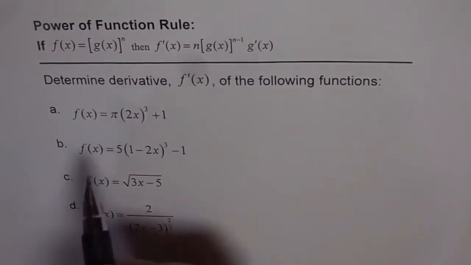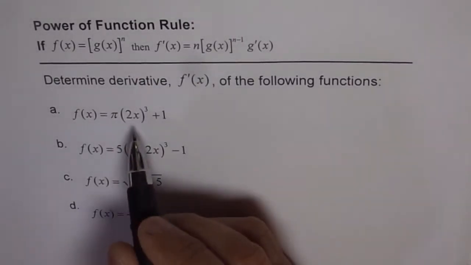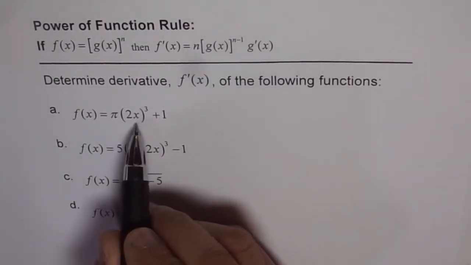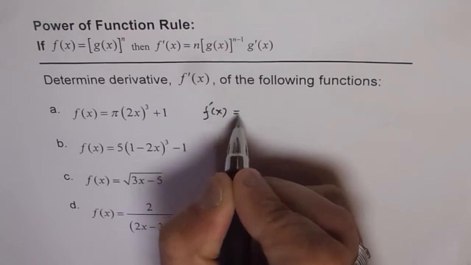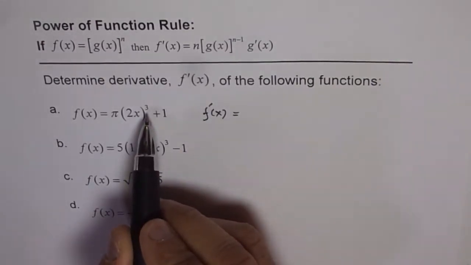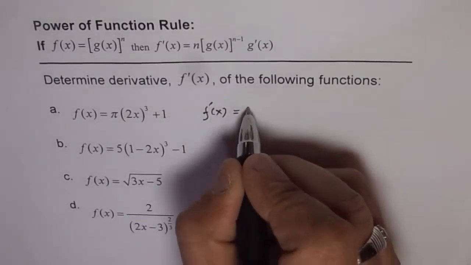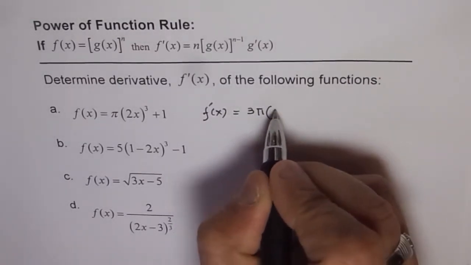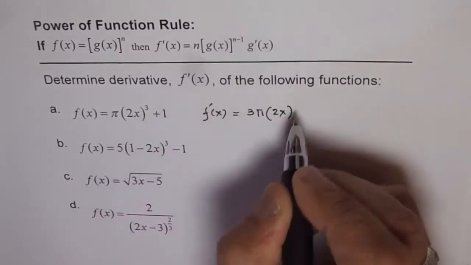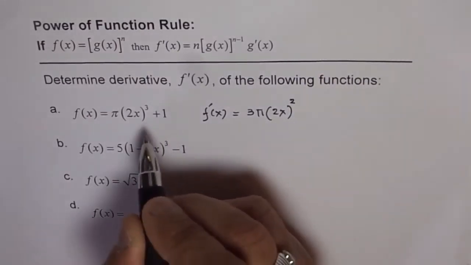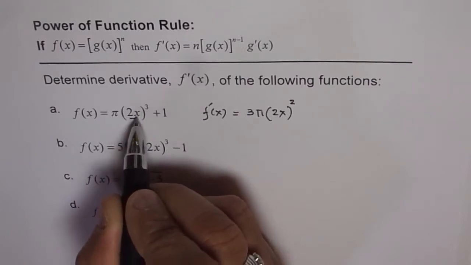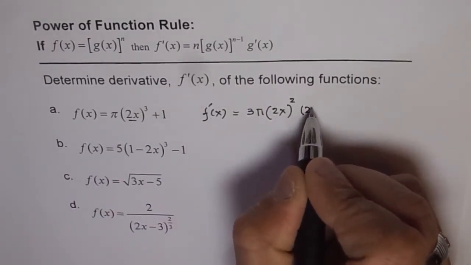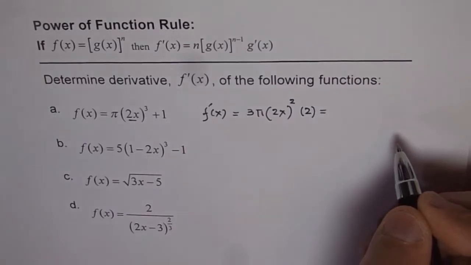Now the very first one is a power function, and here as you see, 2x is also a function in itself, right? So f dash x is equal to, if we apply the power rule, 3 times pi times 2x to the power of 3 minus 1, which is 2, times the derivative of the inside function. What is the derivative of 2x? It is 2. So times 2. That is what the power of function rule is.